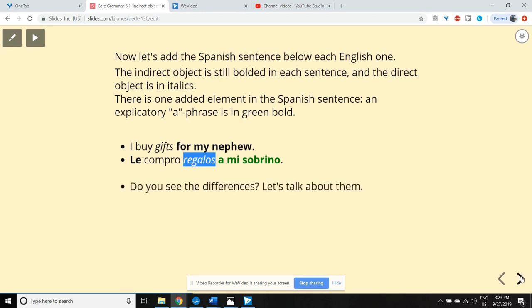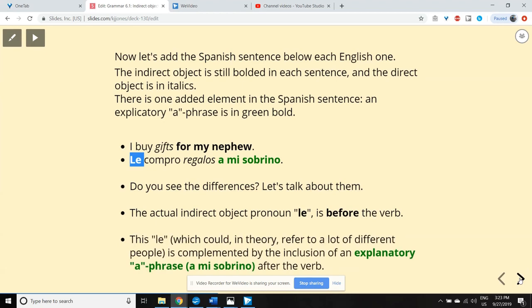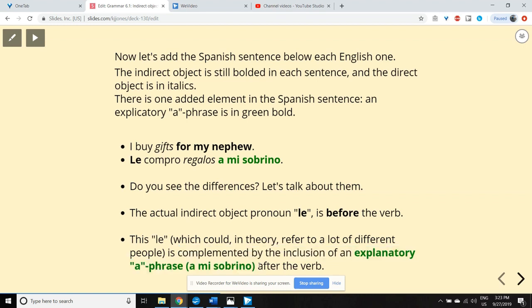Let's talk about the differences, though. There are differences between the English sentence and the Spanish sentence. And if you insist on thinking in English, like I know you do, these differences are going to cause difficulty for you. So, in the Spanish sentence, the actual indirect object pronoun le is located before the conjugated verb, not after it, like in English, right? Also, this le, which could, in theory, refer to a lot of different people, is complemented by the inclusion of an explanatory a phrase, a mi sobrino, after the verb, okay?